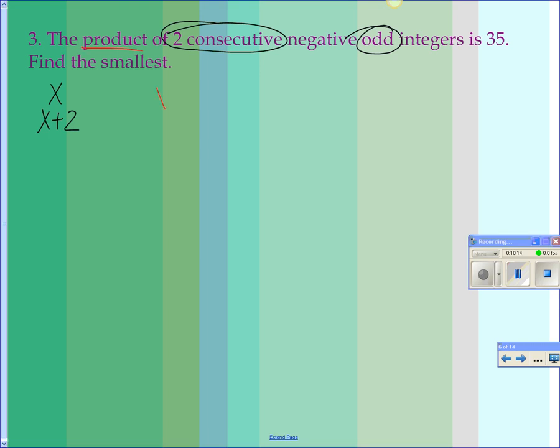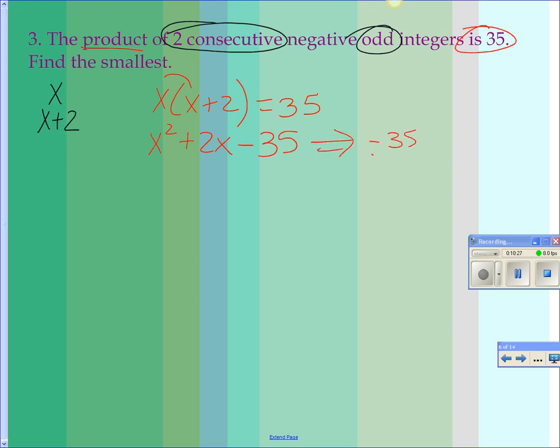So product means that you have to multiply them, and it is 35, so equals 35. So you get x squared plus 2x, and I'll minus 35. Kick it out. You want positive 7 and negative 5. So x plus 7, x minus 5. How many people made it to this step correctly? X plus 7, x minus 5. Good. Set them equal to 0.